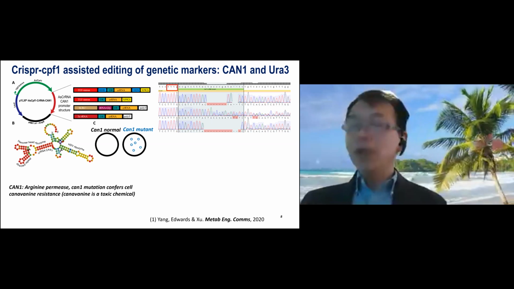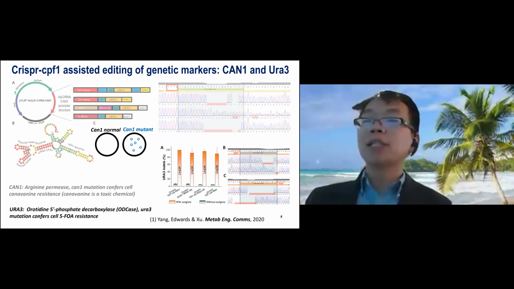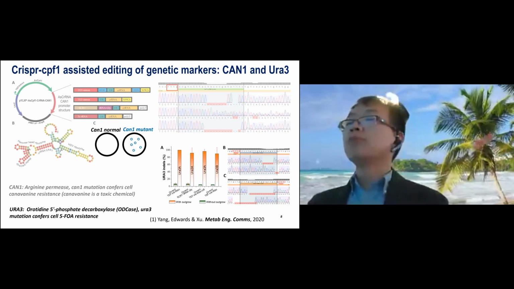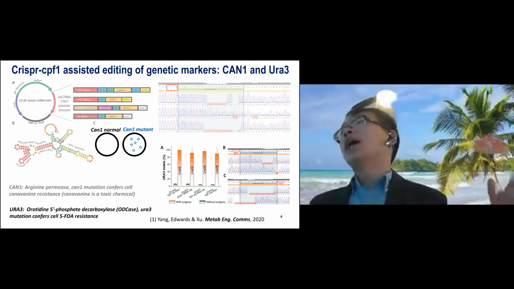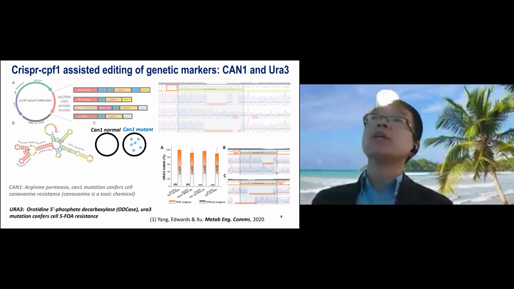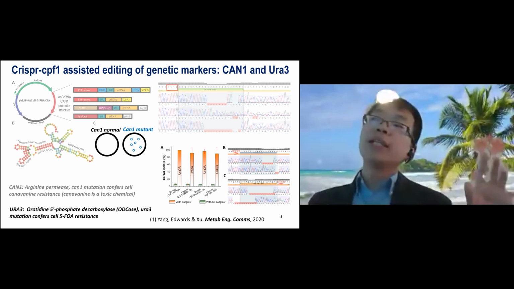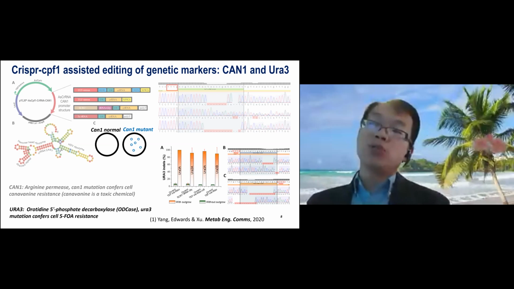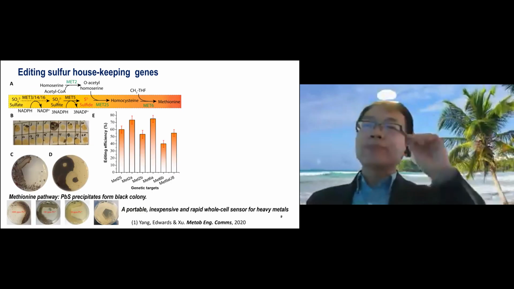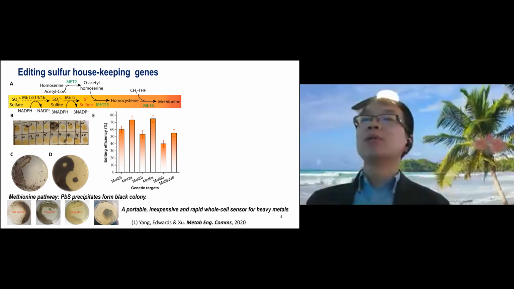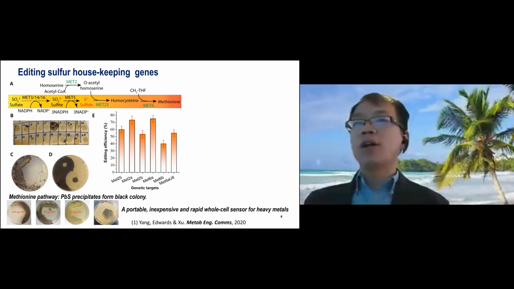genome editing. Similarly, we can use a different genetic marker, URA3. We found very high genome editing efficiency, whether we target the top strand or the bottom strand. We know DNA is double-stranded. You can design the target sequence on either strand of DNA, the sense strand or the non-sense strand. The other genetic markers we looked at are the sulfur housekeeping genes.